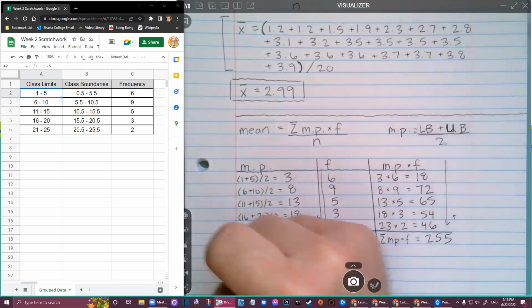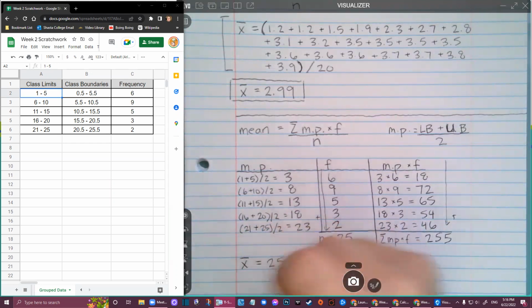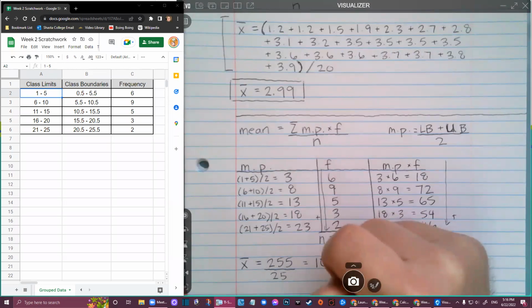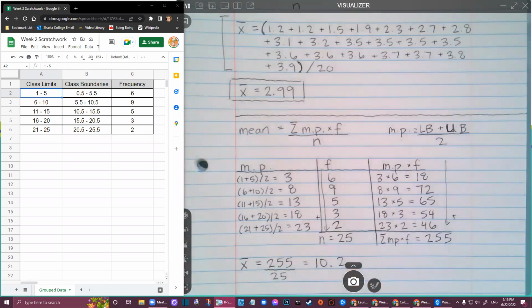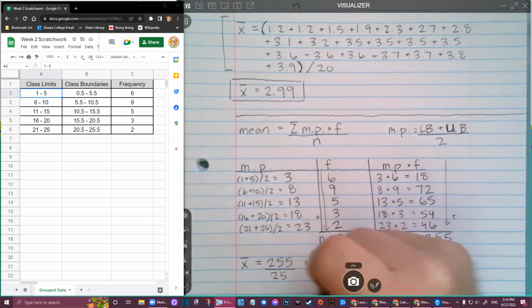So our mean is just 255 divided by 25. And that's something else we do really quick on the calculator, 255 divided by 25, and I get 10.2. The numbers in the class limit column are whole numbers. That tells me my original data was whole numbers, so I should round my mean to the tenths place. And we were lucky in that it came out exactly to the tenths place.